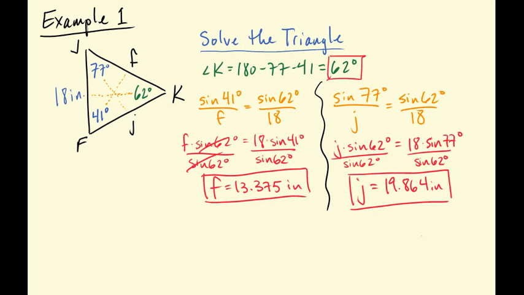So there you go, kids. That's the law of sines. Remember, it is used on any triangle to find sides and angles that are missing.